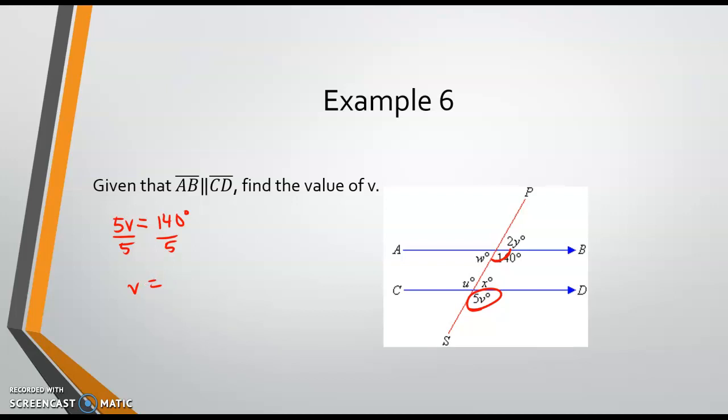equals, sorry, I didn't have my calculator up and running like I thought I did. All right, 140 divided by 5 is 28. So V would be 28. I'm not going to put degrees because that's not the angle measure. 5 times 28 is the angle measure. So V is just 28.